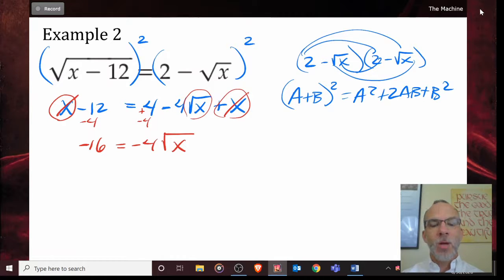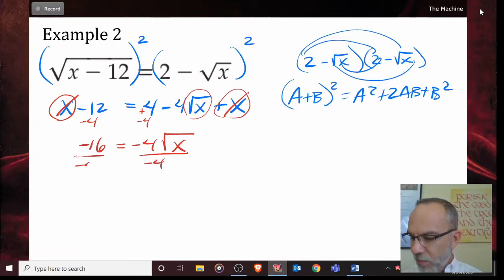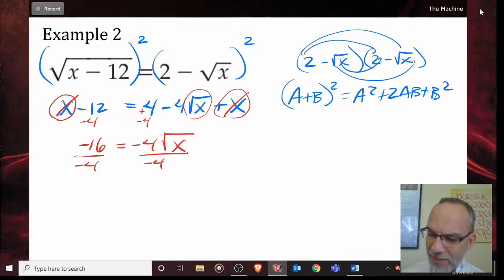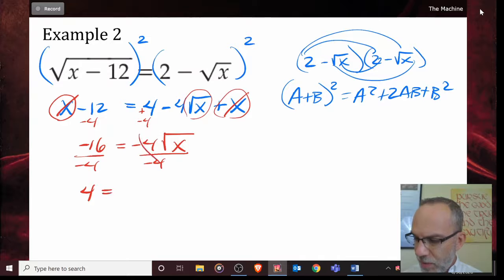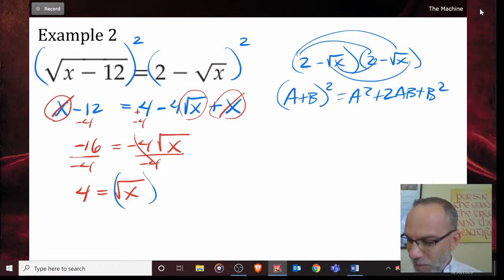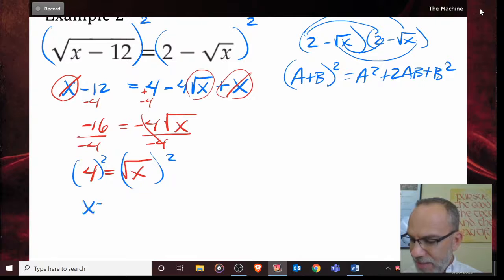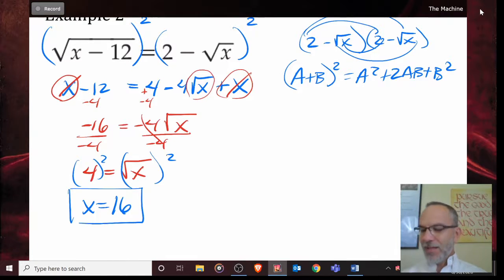Okay? All right, so now what do? Well, I need to divide both sides by negative 4. Divide this by negative 4. Divide this by negative 4. A negative divided by a negative is a positive. That's going to be 4. That's equal to now the positive of the square root of x. And now I square both sides a second time. Square the entire right, square the entire left. I get x then is equal to 16. Bada bing.